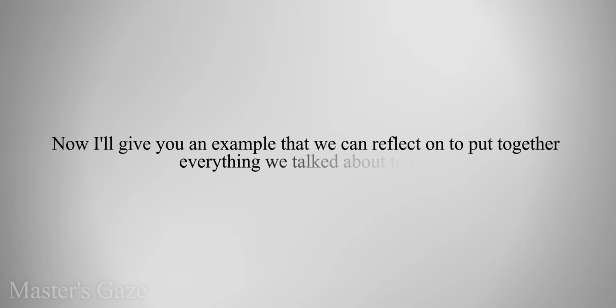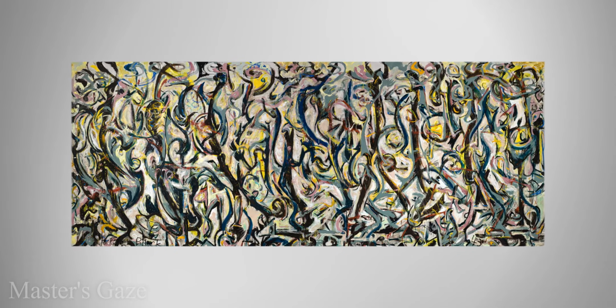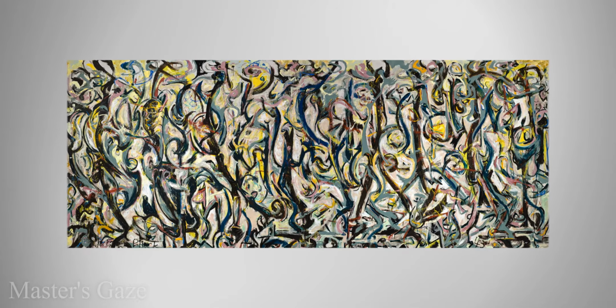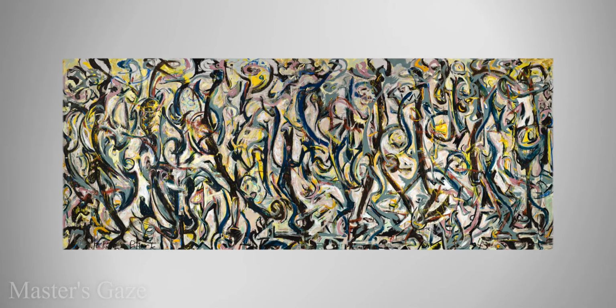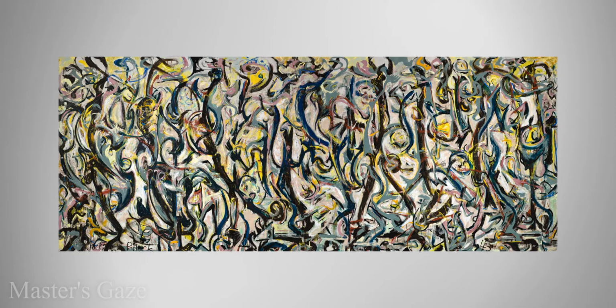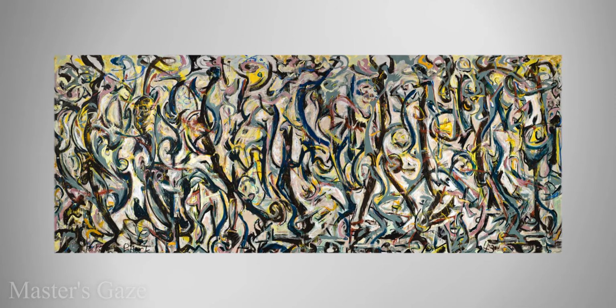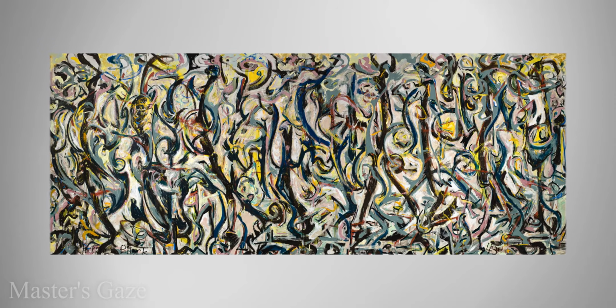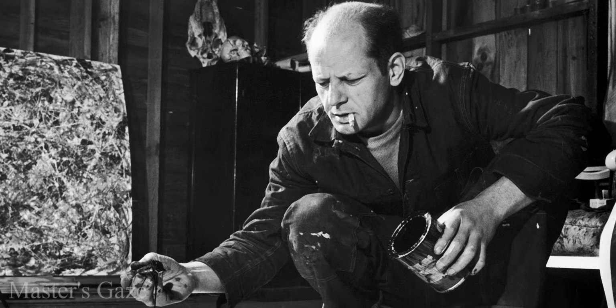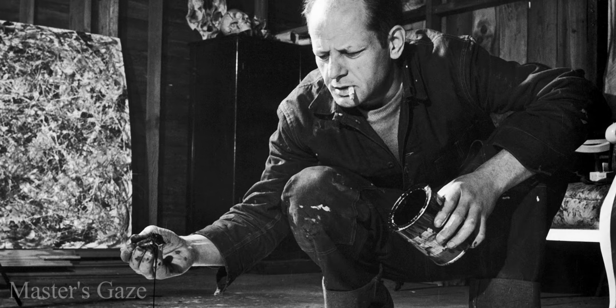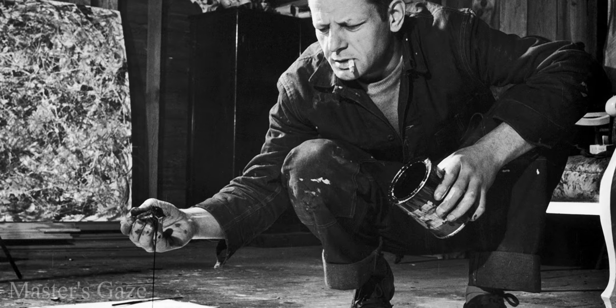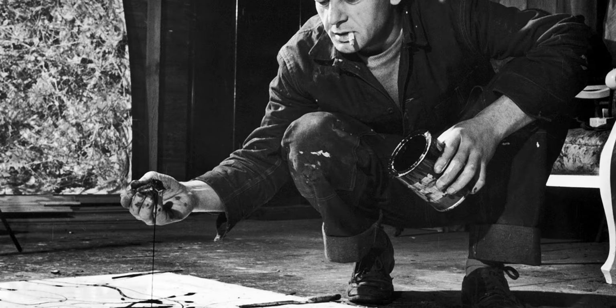Now I'll give you an example that we can reflect on to put together everything we talked about today. This is Jackson Pollock's painting. I chose this artist because many people fail to appreciate him. If you don't like it at the moment, watch this part. And if at the end of the video you can appreciate it a little more, write a comment below. Jackson Pollock was an American painter and one of the greatest exponents of abstract expressionism or action painting.